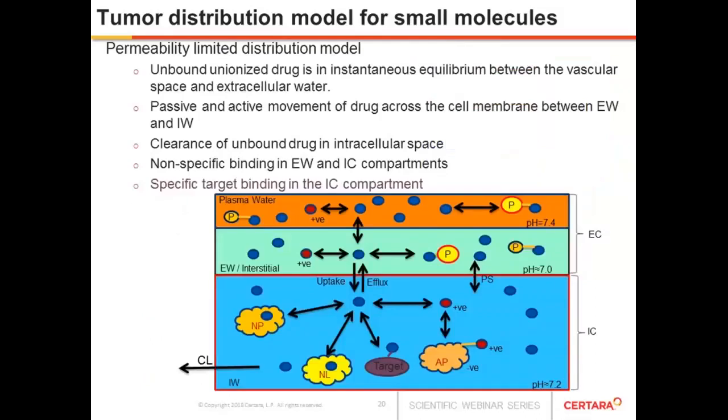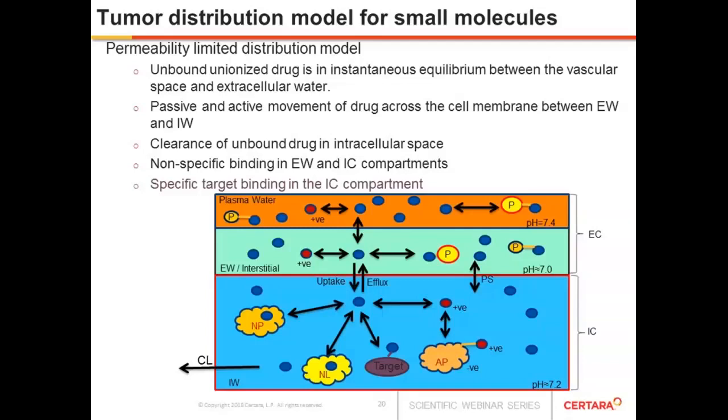So just to show you now the tumour distribution models in more detail, the model that we've included. We're using a permeability limited distribution model structure, which has a number of similarities to the model that's currently available for the liver in Simcyp. And it makes a number of assumptions. So the first is that the unbound unionized drug is in an instantaneous equilibrium between the vascular space and the extracellular water. It can account for both passive and active movement of drugs across the cell membrane between the extracellular and intracellular compartments. So that allows the incorporation of active transporters as well as passive permeability.